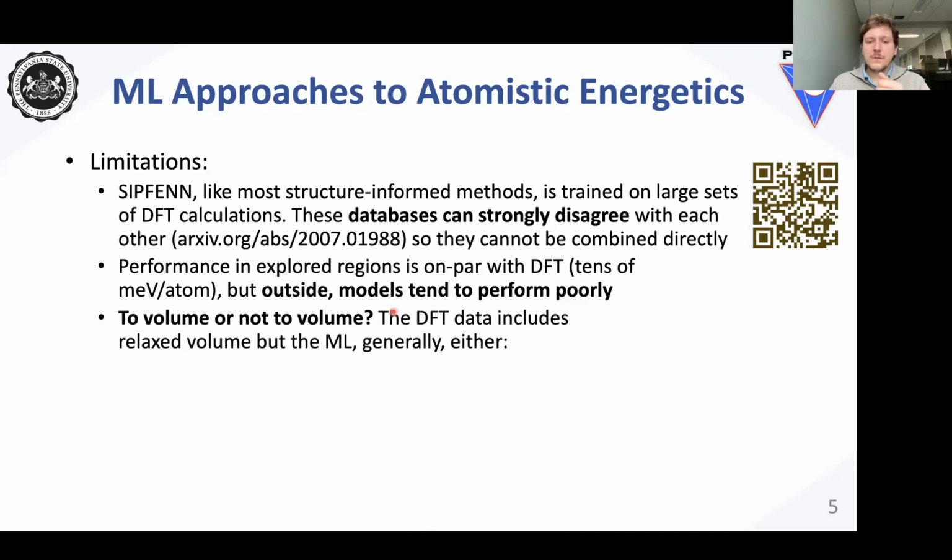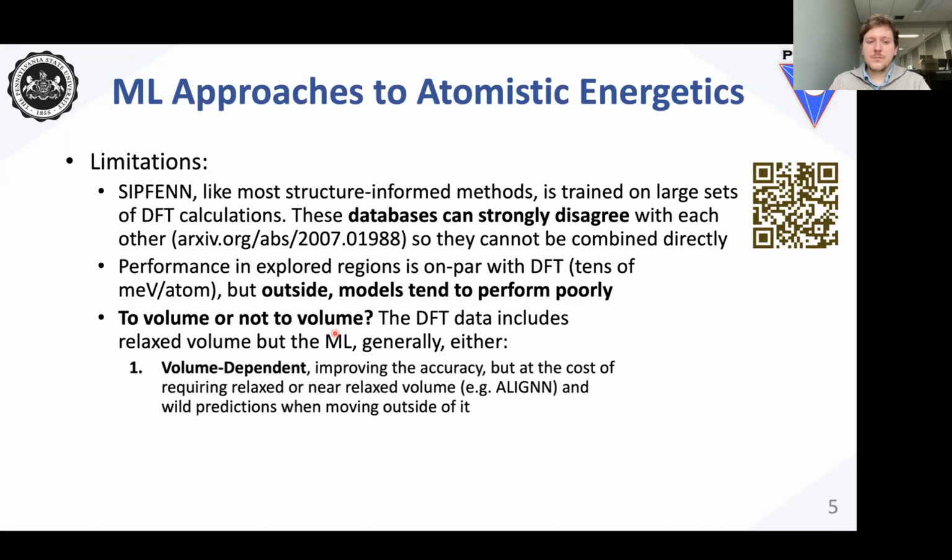And one very important thing to think about also is whether to include the volume or not. So usually the input data is going to include the volume, because that's what your DFT output is, you know, the relaxed volume. However, the volume-dependent models usually have higher accuracy, but this comes at the cost of requiring relaxed or nearly relaxed volumes. One very good example of that is Align, which is a very interesting model. And if you are interested in this kind of model, I recommend it. It has a very good Python toolset as well.